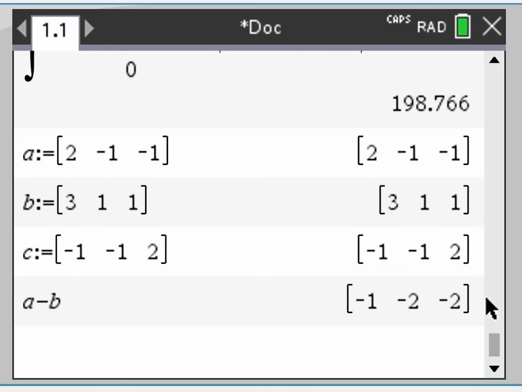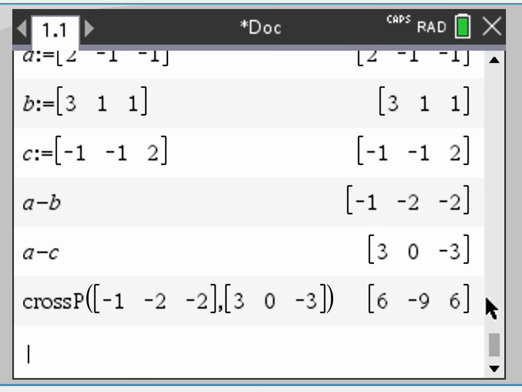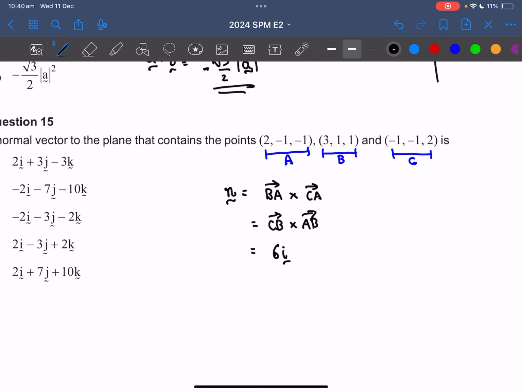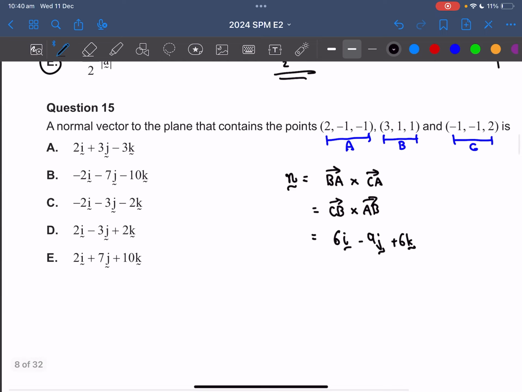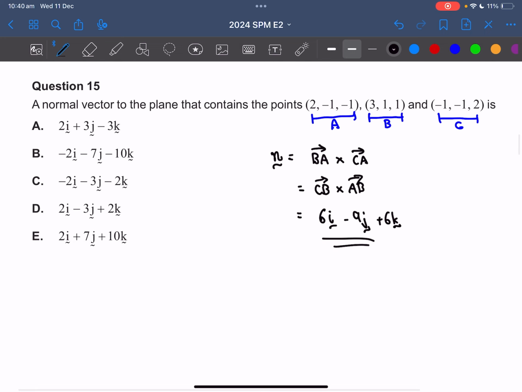And then C to A. So final destination is A. So A minus C. And then we do the cross product of that and that. Okay, so we will get 6i minus 9j plus 6k. Okay. Wow. Actually, well, we can take out 3. 3 is our scalar multiple of our vector 2i minus 3j plus 2k.